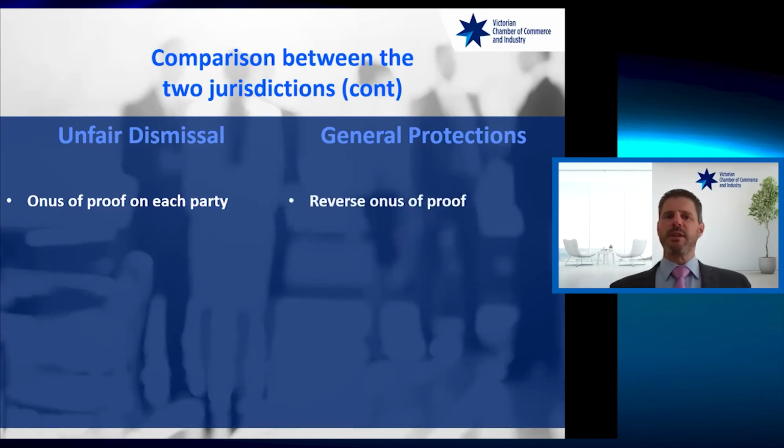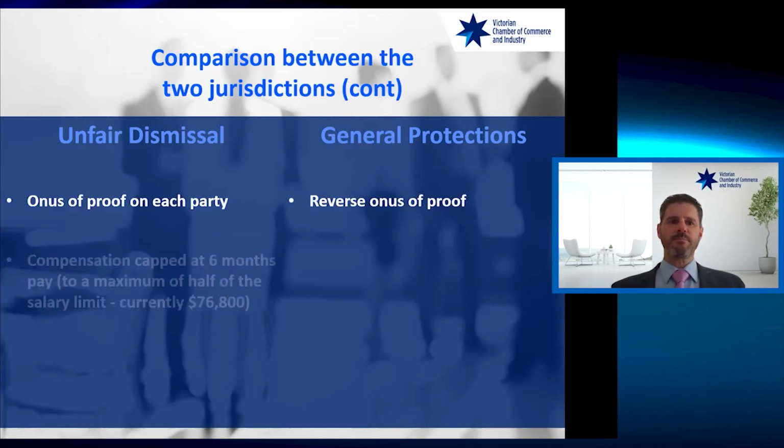In general protections, there's a reverse onus of proof, and this is quite significant because it means that whatever the applicant says is the reason for dismissal, for example, that will be accepted as the reason unless, as an employer, I can provide evidence that the dismissal was for some other reason. So that's really important to note.